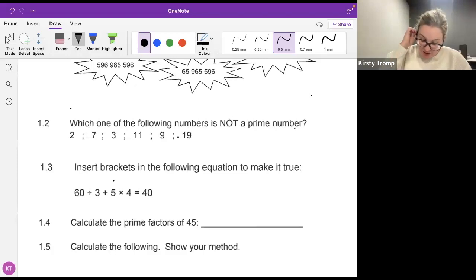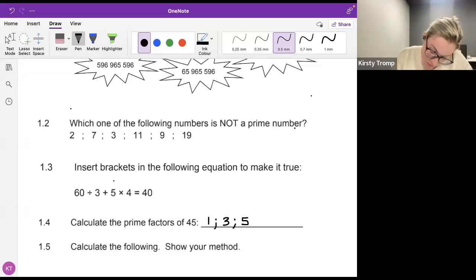Okay, so number 1.4 says to us, calculate the prime factors of 45. So let's go with Sipho. Right, Sipho, do you want to help me answer this one? Yes, ma'am. Okay, talk to me. What were the prime factors of 45? Ma'am, the prime factors of 45 are 1, 3, 5, 9, 15, and 45.